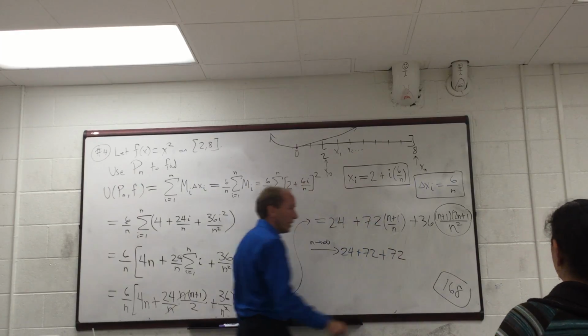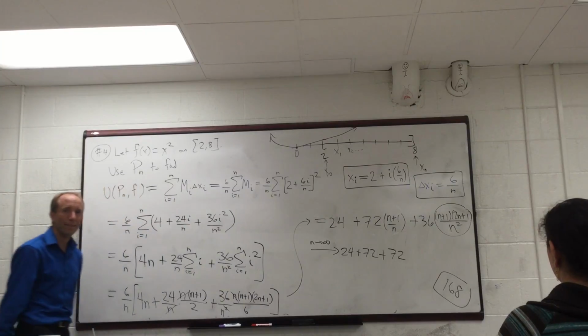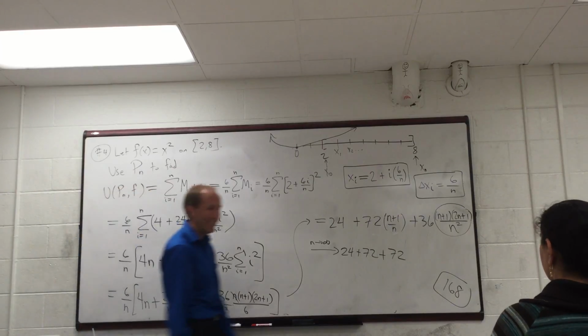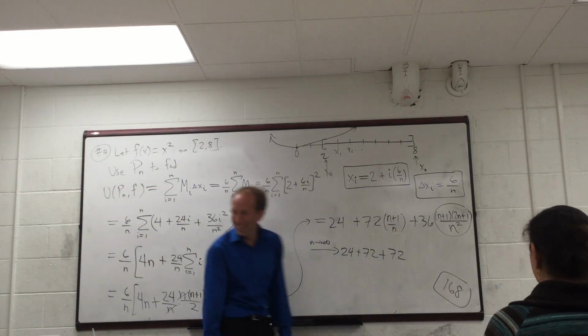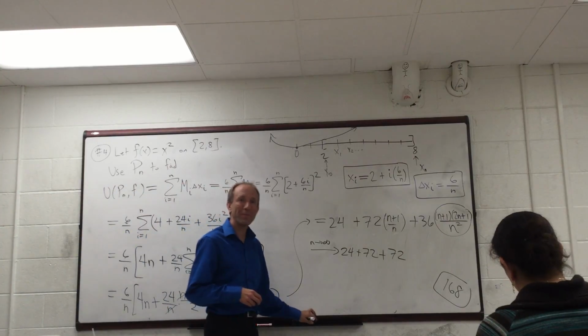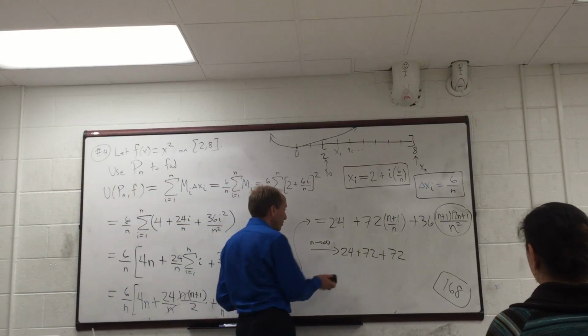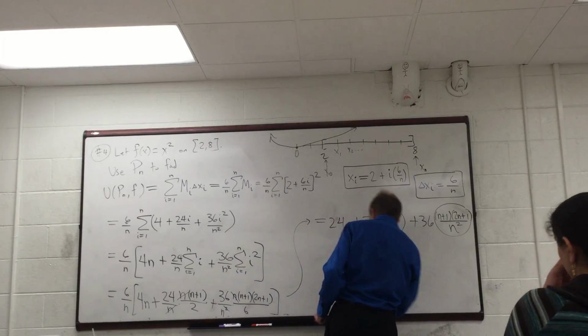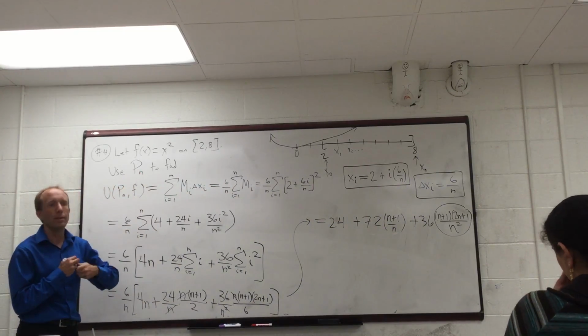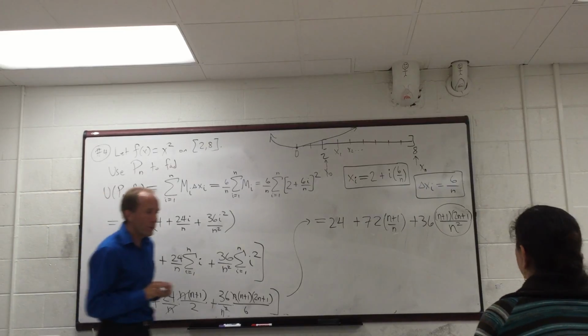What are you going to get when you add all that up? 168. Oh, that makes me feel good. So that's the number I'm looking for down here. Okay, so that looks pretty good. Does that make sense, guys? Okay. So the point then is that that's the value of the limit of U_n of f.